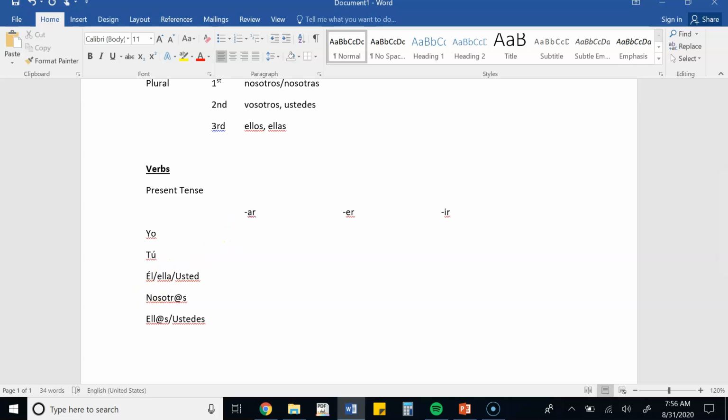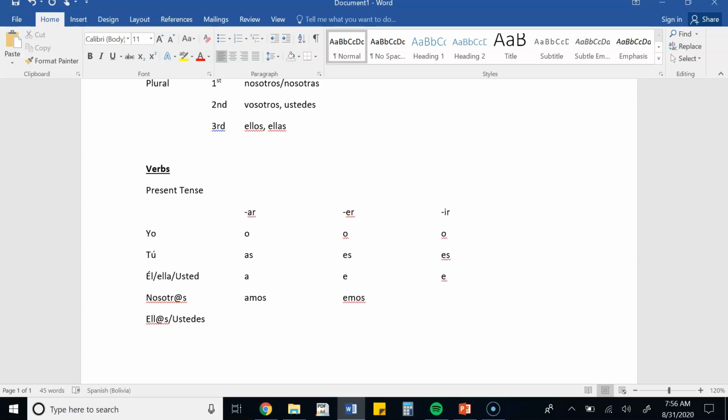For AR, the yo is O. Same for ER. Same for IR, so that keeps it simple. Tú, AS. Now for ER, instead of AS, we're using ES, and then IR is going to be the same. Él, ella, usted. He, she, you, formal. A, E, E. For nosotros or nosotras, we have amos.